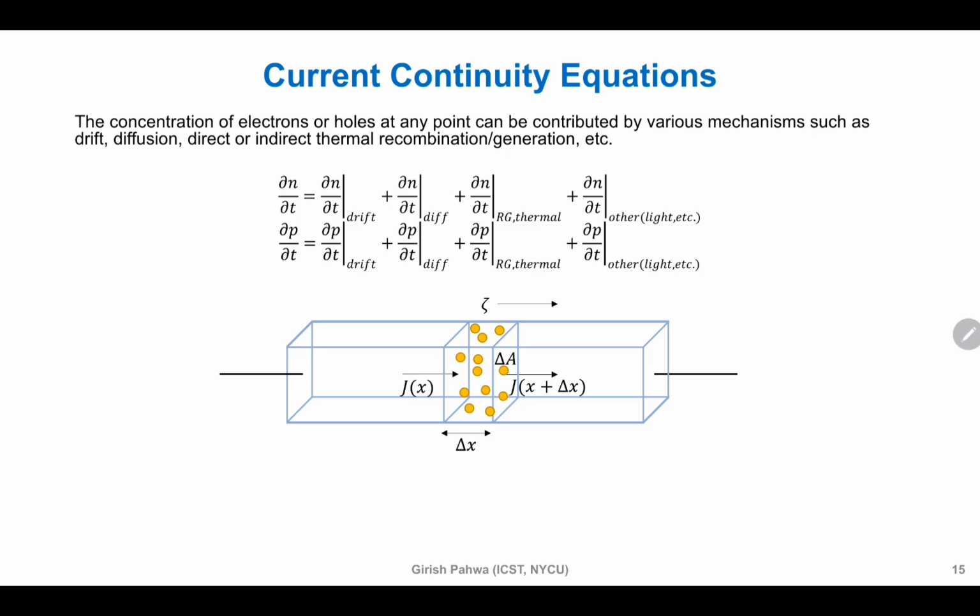Now, let me try to calculate the change in current from here to here. What is the current? Current is current density times area, right? So the change in current from here to here will be delta Jn, where n means I am talking about the electron current, times the cross section area, which is delta A. Current density times area gives me current. Change in current density times area gives me change in current. Now what is this quantity equal to? So delta Jn is of course Jn at x plus delta x minus Jn at x.